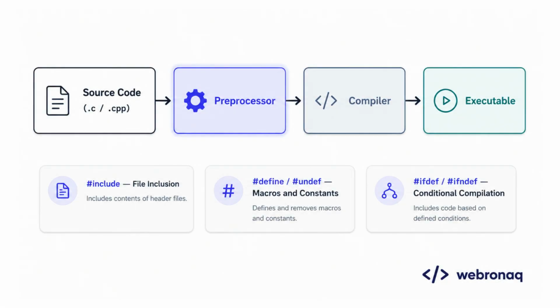Alright, let's bring it all together. The preprocessor runs before your compiler ever touches your code. It handles three main jobs. First, file inclusion with #include, pulling in headers and libraries. Second, macros and constants with #define, and the ability to remove them cleanly with #undef. And third, conditional compilation with #ifdef and #ifndef, letting you control which code actually gets built. None of this logic reaches the final executable. It all happens in that early transformation pass.